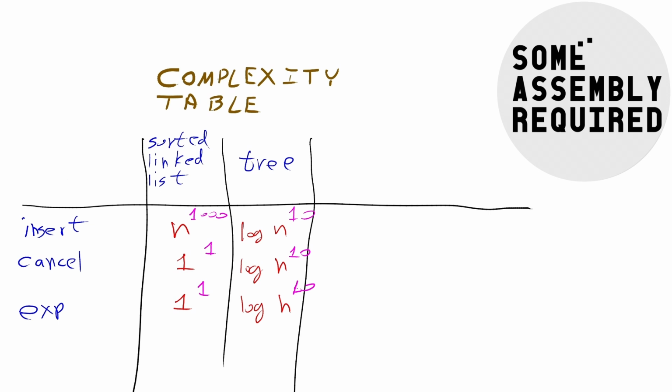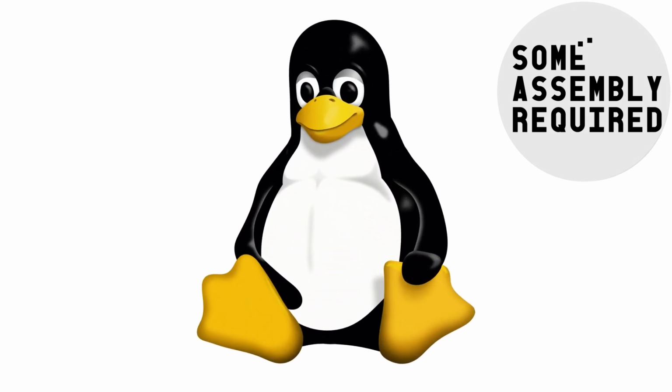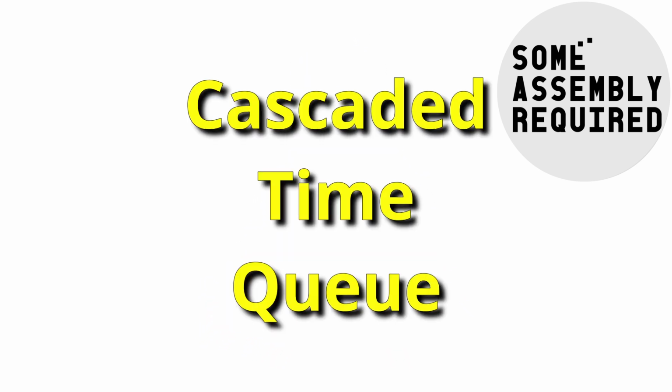But there's an even better data structure. It's what the Linux kernel uses, for example. It's called Cascaded Time Queue. At least, that's the name that I was introduced to it as. I have been unable to find any references to it under that name, nor under any other name. If you do know of a standard name for it, feel free to drop me a note in the comments. Feel free to sound as smug as you like about it. You've earned it.